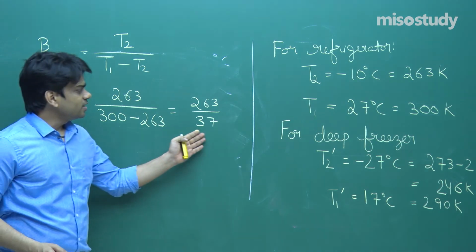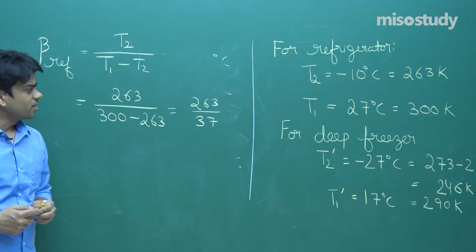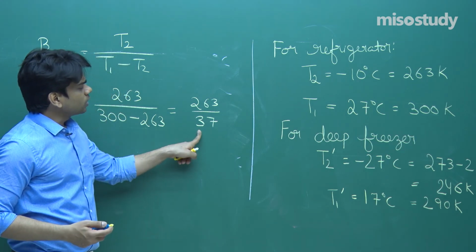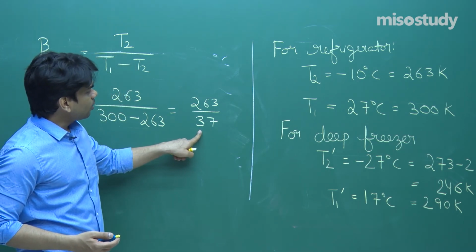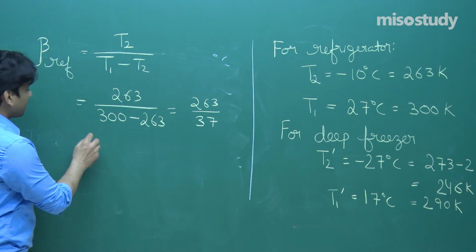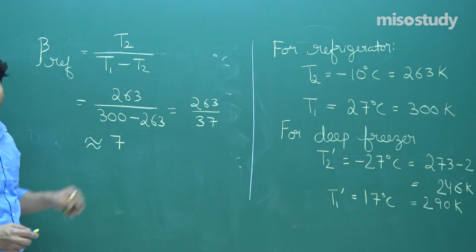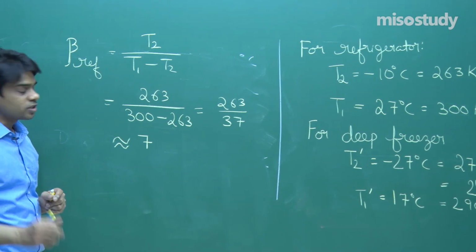Clearly you can easily evaluate its value. It will be somewhere around 7, I believe, because you can see that 37, and if you do that, it will come somewhere around 7. So I am writing somewhere around 7. I am not using the exact calculation, that you can check. I am just giving you an example of how to do such kind of question.